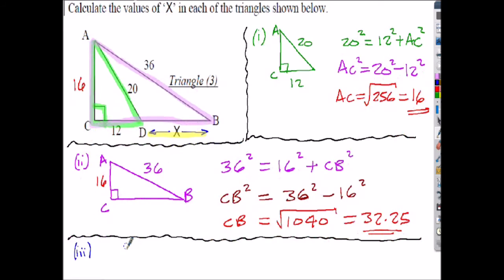And our final step here is now to find the value of x, and x is equal to the length of CB, from which we subtract 12. So in this case CB is 32.25, and we're subtracting from that 12, so x is equal to 20.25 units.